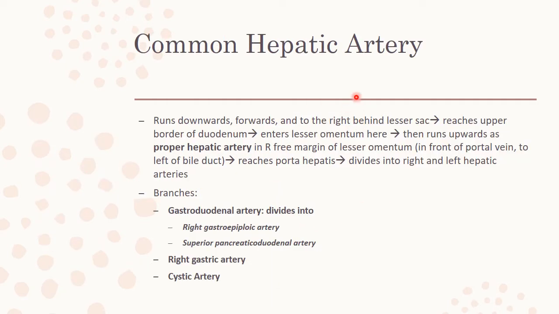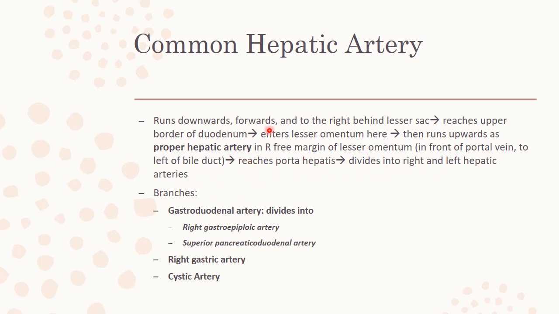The next branch of the celiac trunk is the common hepatic artery. We will just see its course in a moment. It runs downwards, forwards and to the right behind the lesser sac, and then it reaches the upper border of the duodenum where it enters the lesser omentum, and then it runs upwards as the proper hepatic artery. The common hepatic artery becomes the proper hepatic artery after it has given off a major branch known as the gastroduodenal artery. The proper hepatic artery then runs in the right free margin of the lesser omentum in front of the portal vein, to the left of the bile duct, and it reaches the porta hepatis in the liver. Once it reaches the porta hepatis, it divides into the right and left hepatic arteries.